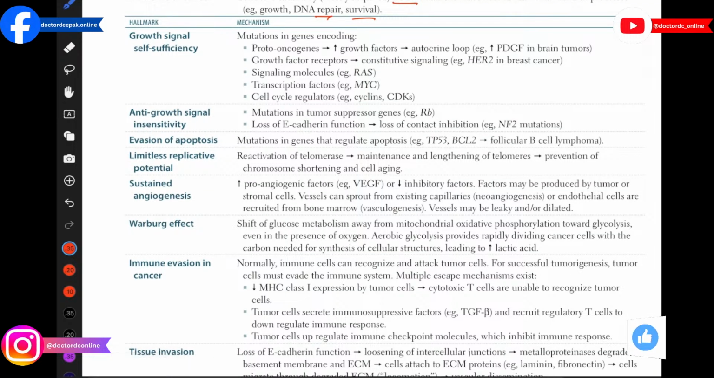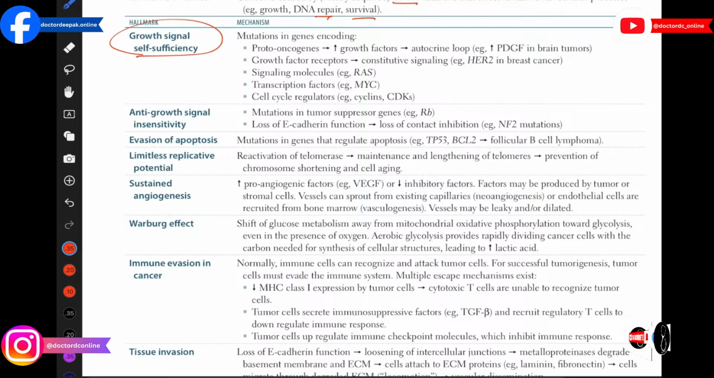The first is growth signal self-sufficiency. It is a hallmark of cancer that refers to the ability of cancer cells to proliferate independently of external growth signals. Normal cells require signals from outside to grow and divide, but cancer cells become autonomous, generating their own signals or ignoring the external cues when inhibitors.